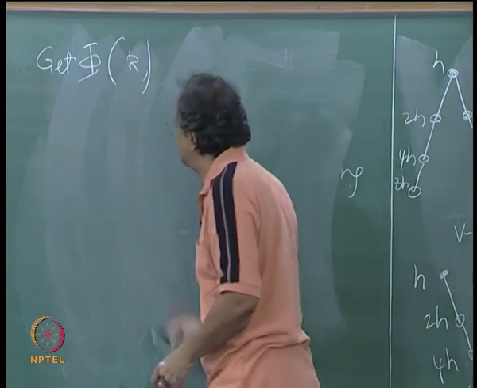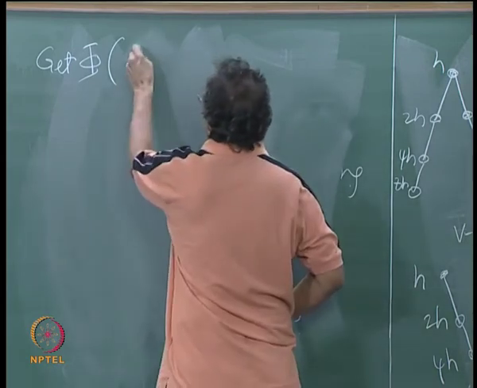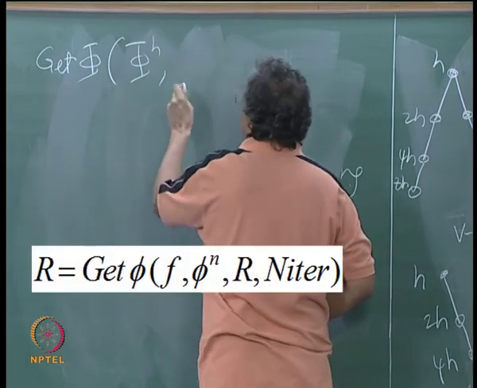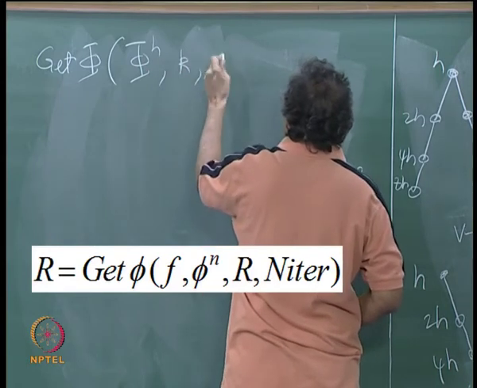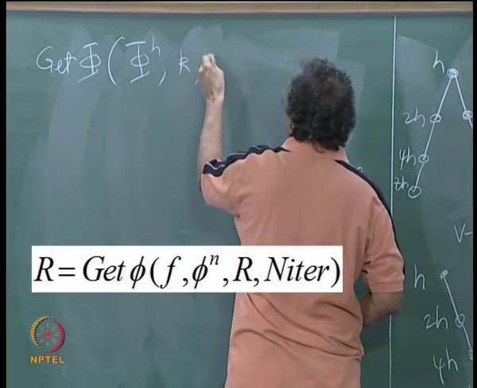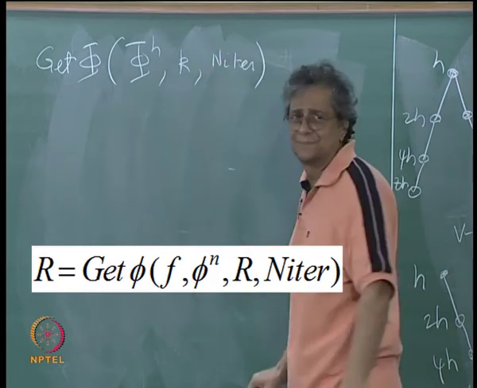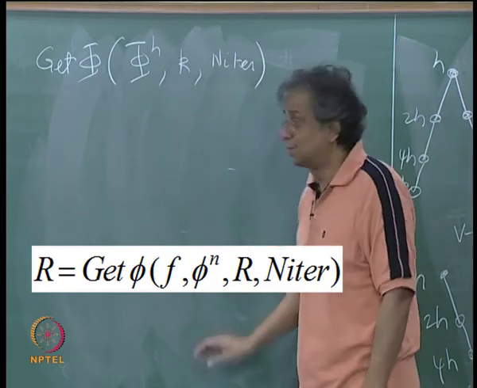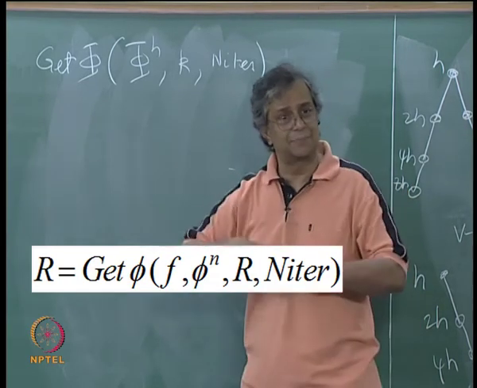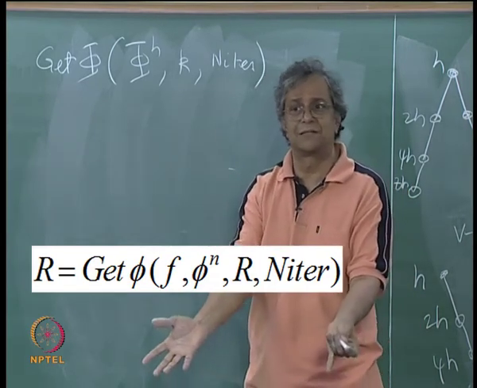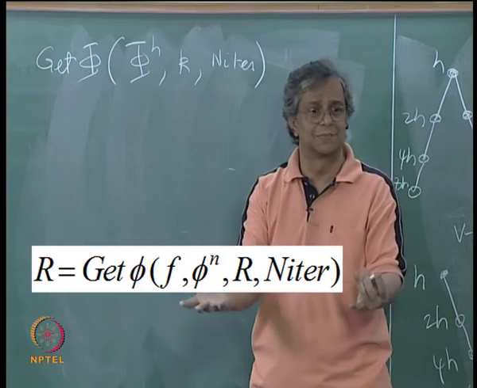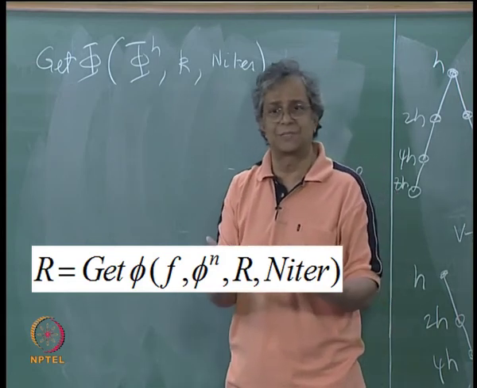at level k, take 10 iterations. I am just making it up. Take 10 iterations. Now you've got this, you can just pass it, and it takes 10 iterations, and what it returns is the residue. What's the next thing that you need to have?